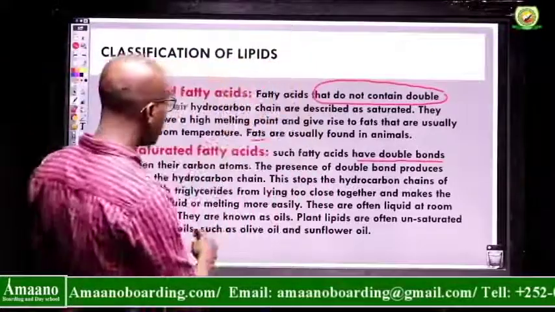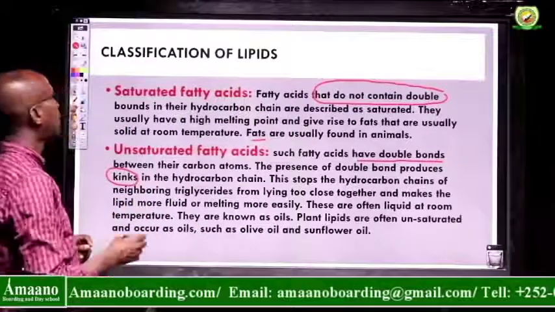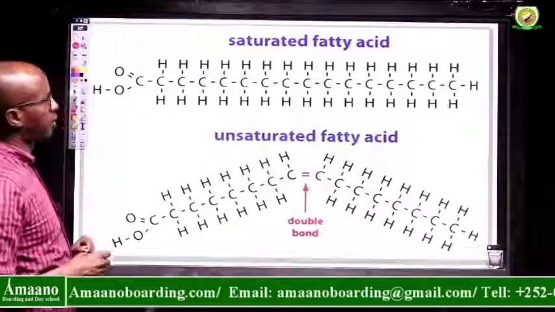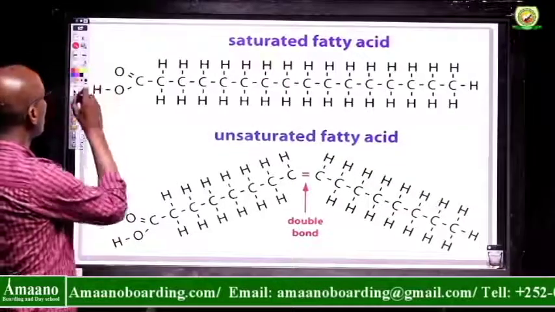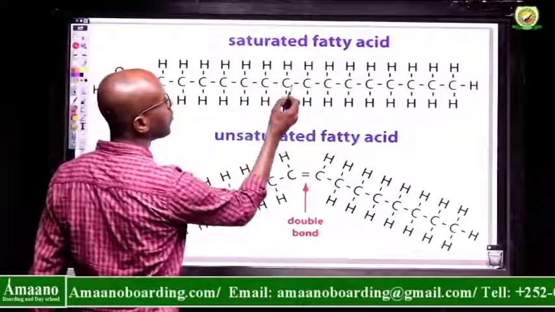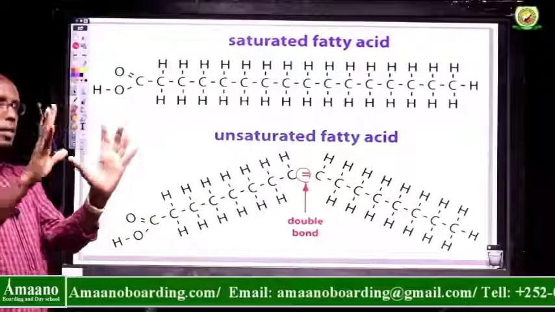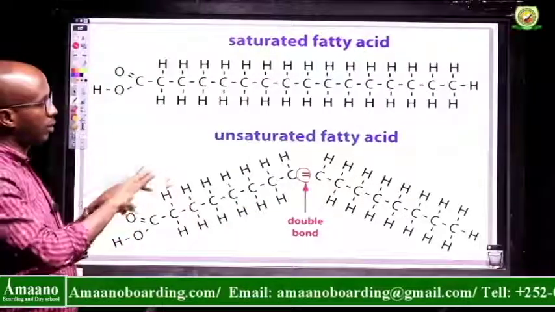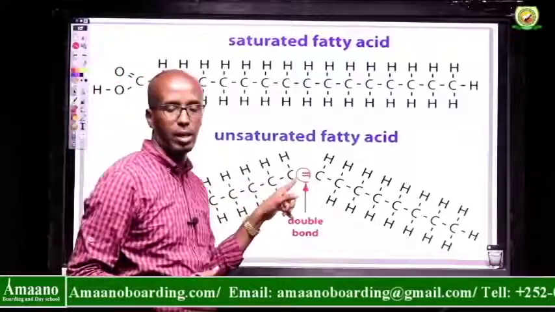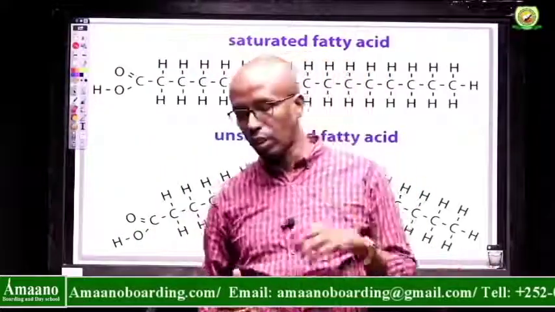So these are usually oils, and please remember, oils are usually found in plants. So this is the difference between them. You see, there is no double bond. They all have single bonds. But here there is a double bond. So the double bond makes a kink, a curve, which makes the hydrocarbons far apart from one another. So this is why lipids found in plants are usually liquid at room temperature.